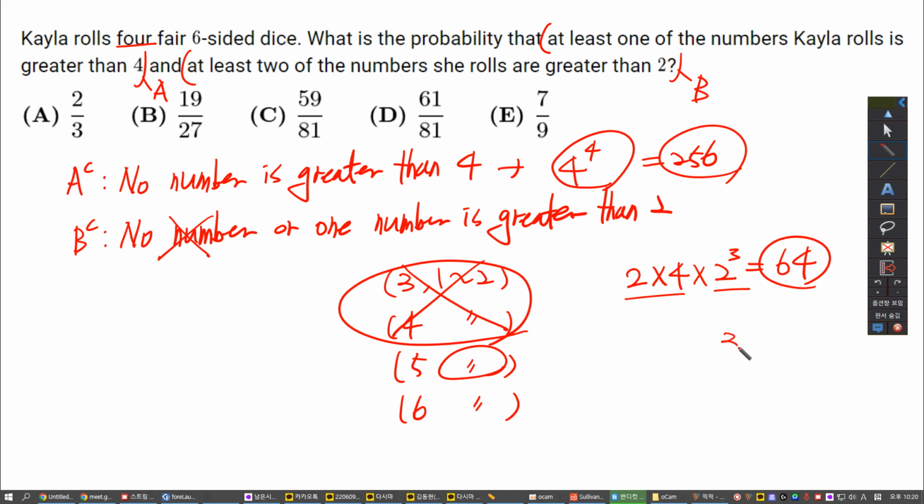That's 320. And the number of total cases is 6 to the fourth power. And so we are subtracting this complement from the total probability. So when you simplify this, we can divide both the numerator and denominator by 16 like this.